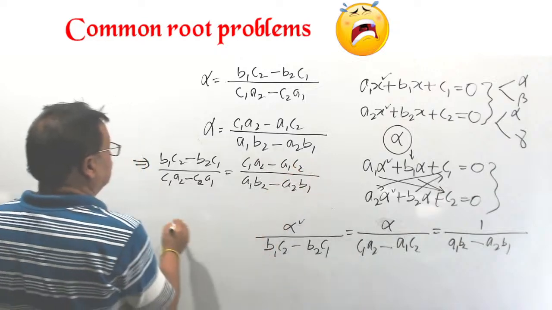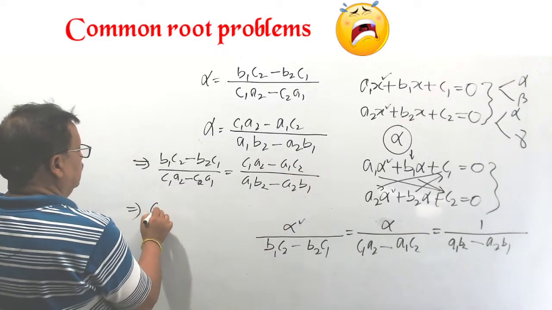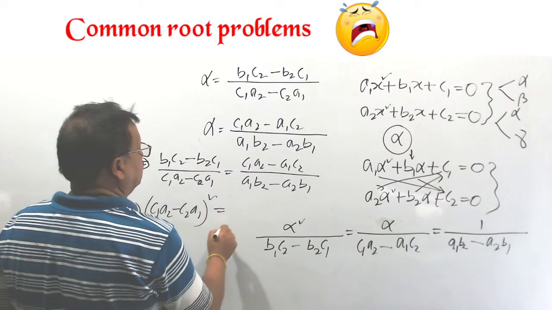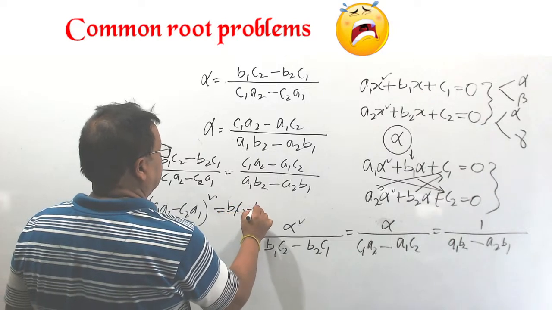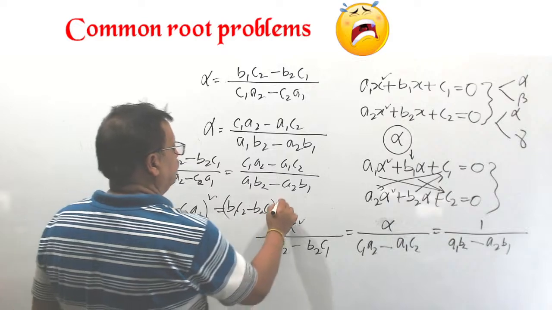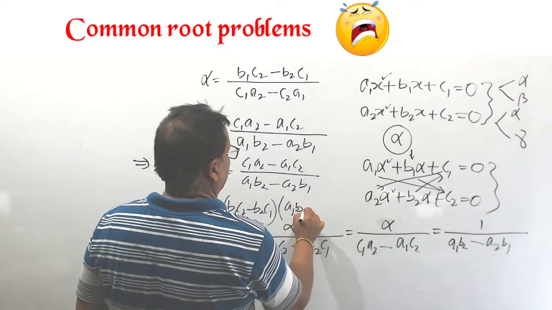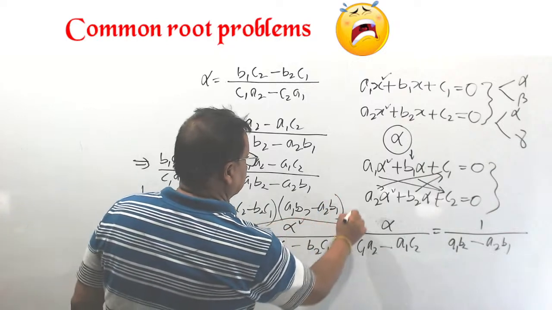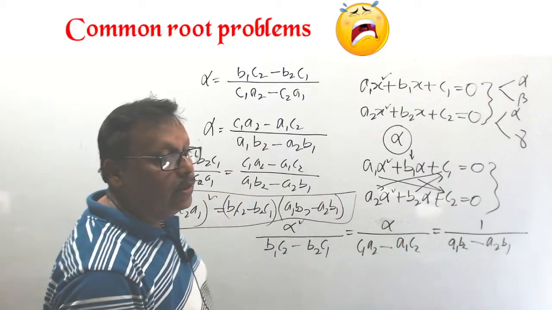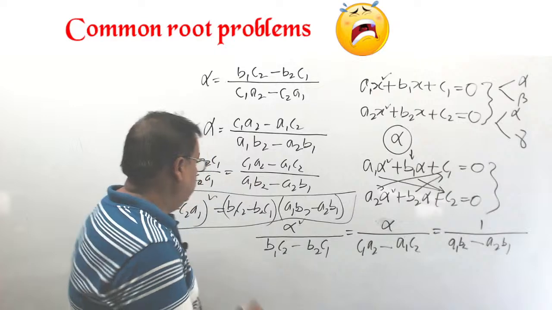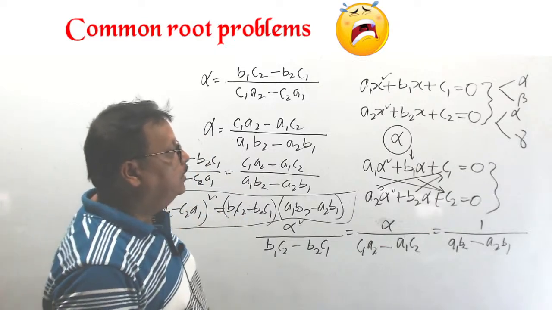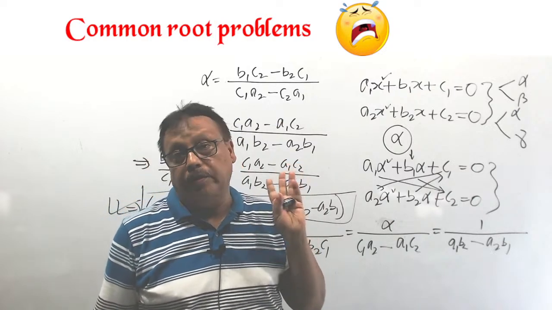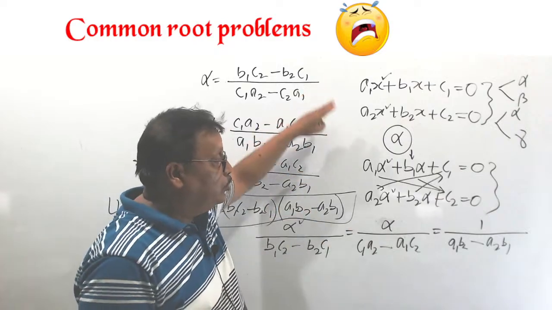By cross multiplication, what are you getting? c1 a2 minus c2 a1, this whole square, equals b1 c2 minus b2 c1 into a1 b2 minus a2 b1. This is the required condition for the two quadratic equations to have a common root. This is the condition. And this process we will follow in solving problems. You should know this process.